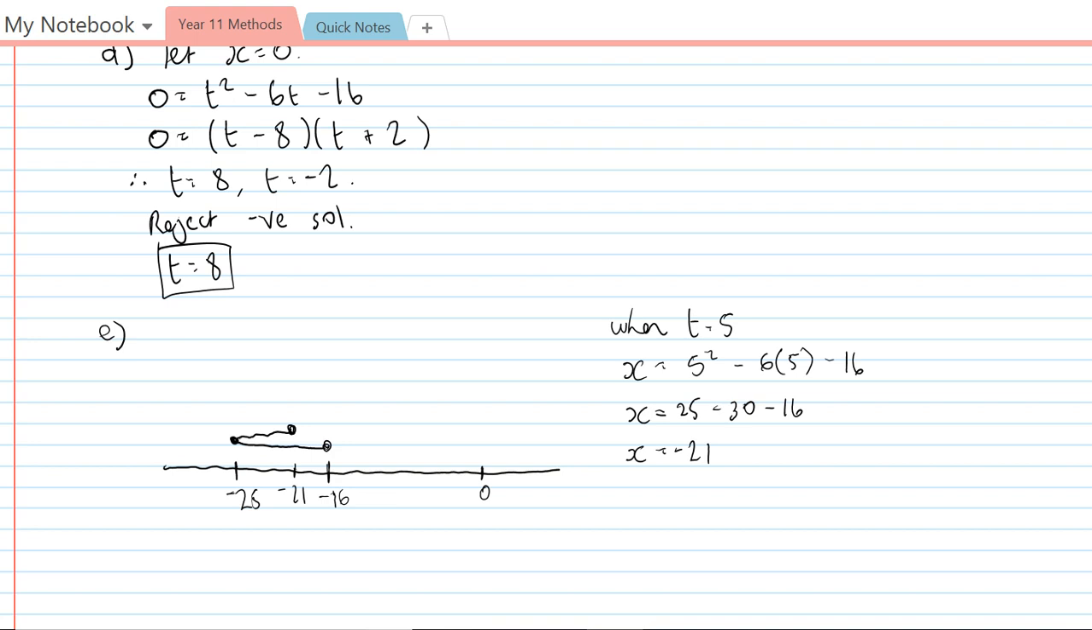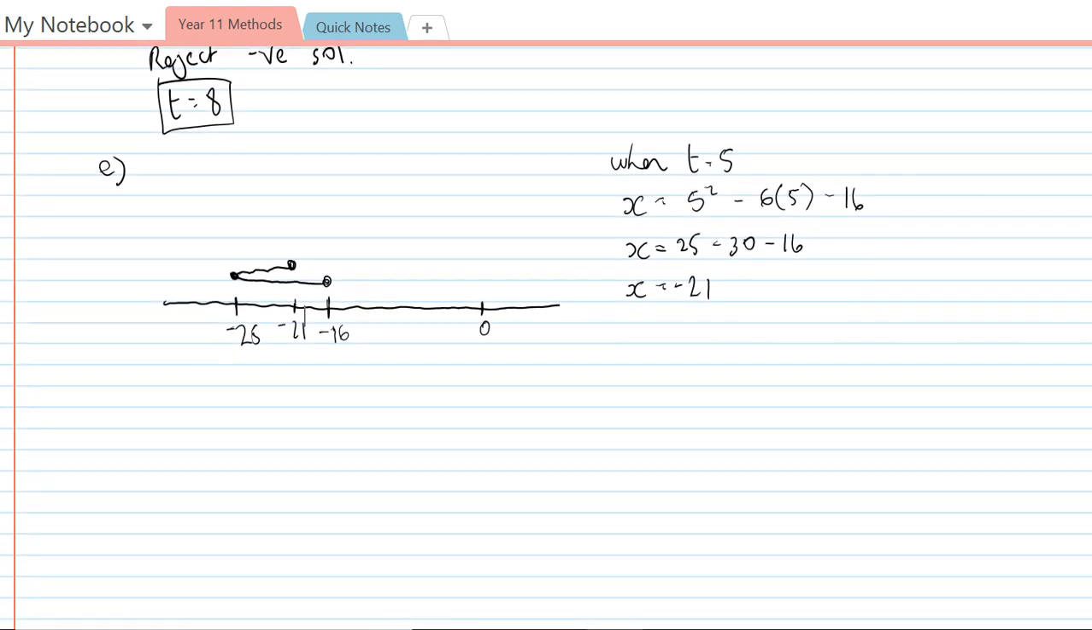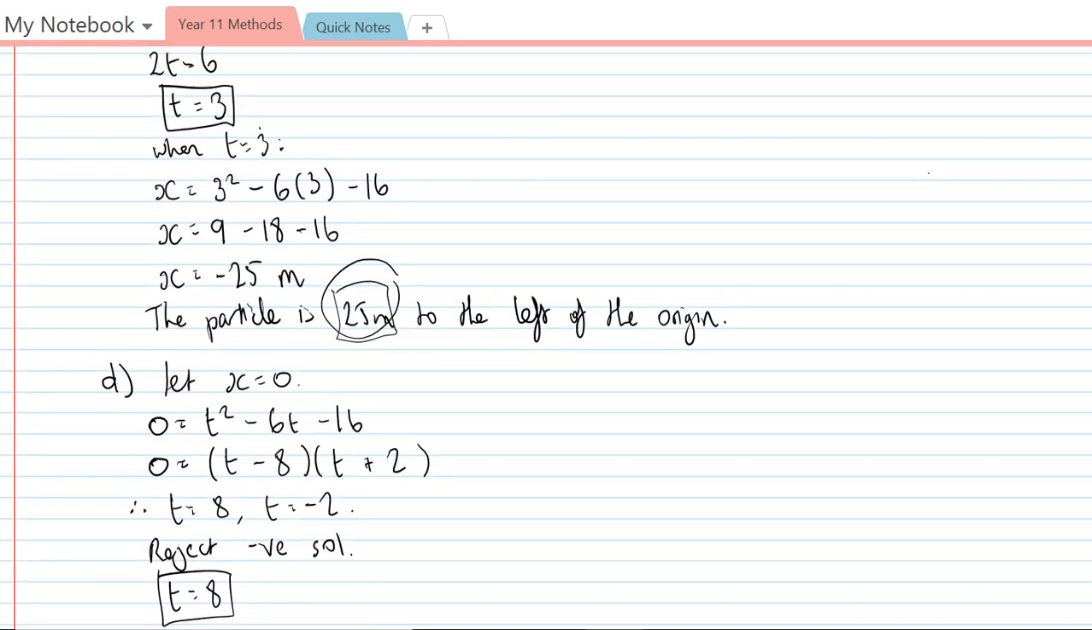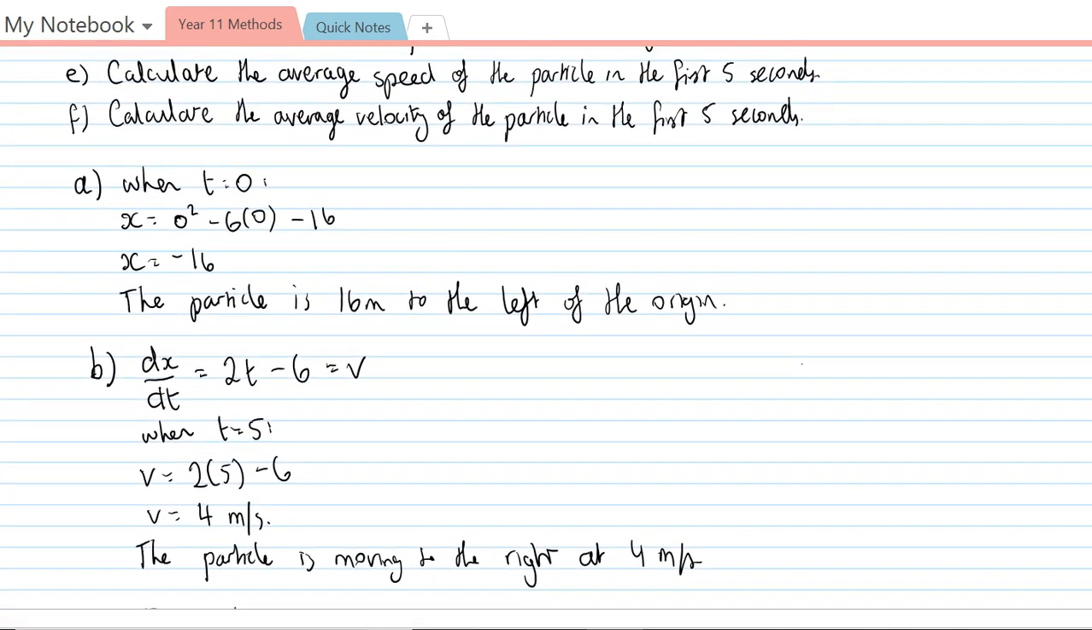So in calculating the speed of this, it's traveled from negative 16 across to negative 25 meters, and then it's traveled from negative 25 back to negative 21. So all up, it's traveled 9 going in the negative direction, and then it's traveled 4 back. So in total, the distance traveled is going to be 13 meters. And we know that the time is just 5 seconds, because we're told in the question that it's for the first 5 seconds.